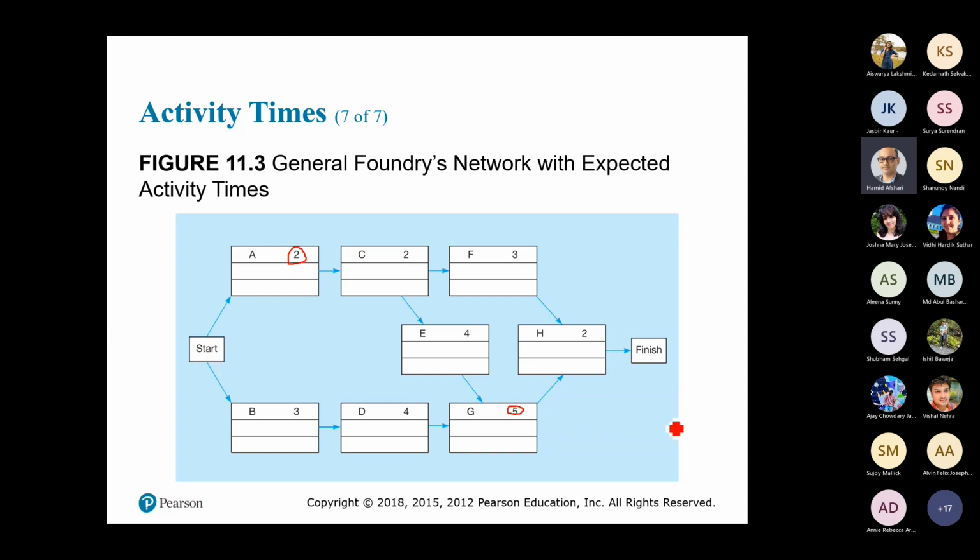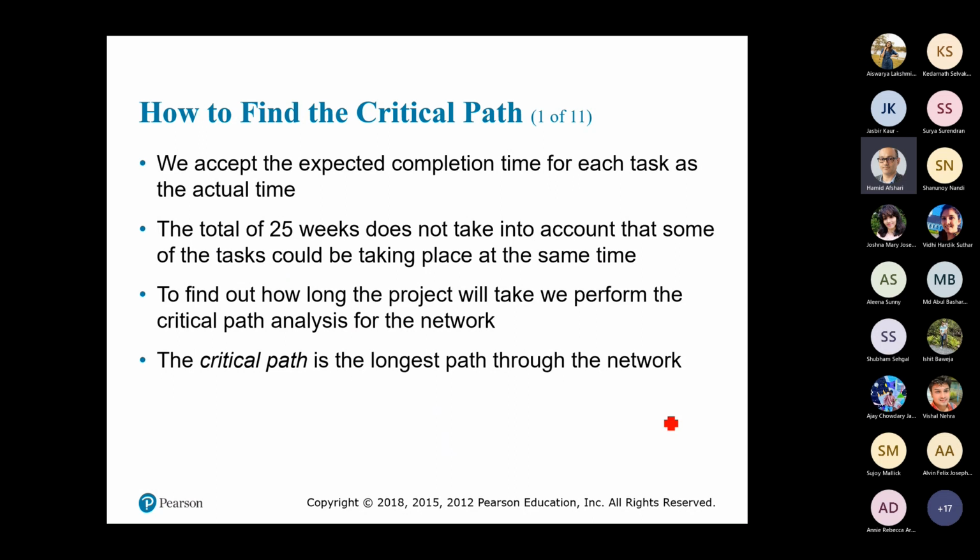Okay, so what should I do now? How to find the critical path? We accept the expected completion time for each task as the actual time. The total of 25 weeks does not take into account that some of the tasks could be taking place at the same time. To find out how long the project will take, we perform the critical path analysis for the network. So we want to learn how to do critical path analysis.